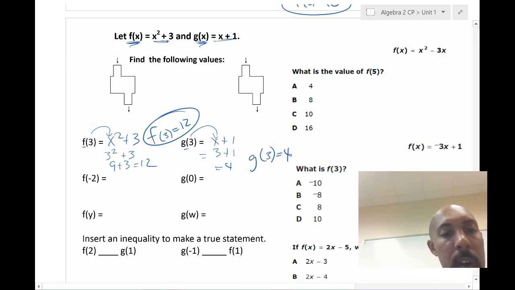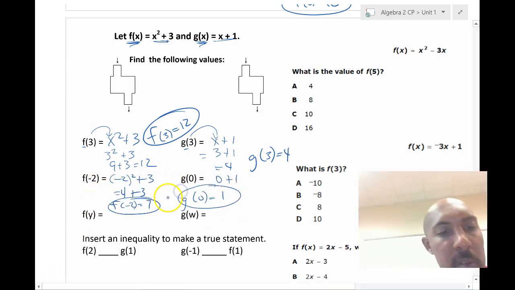Okay? So I want you guys to go ahead and try the next ones. Okay, so I plugged in -2. You have to be careful when you have an exponent here, because it's -2 squared, which is positive 4, not -4, which some of you might have made that mistake. And then add 3, I get 7. So f of -2 equals 7.